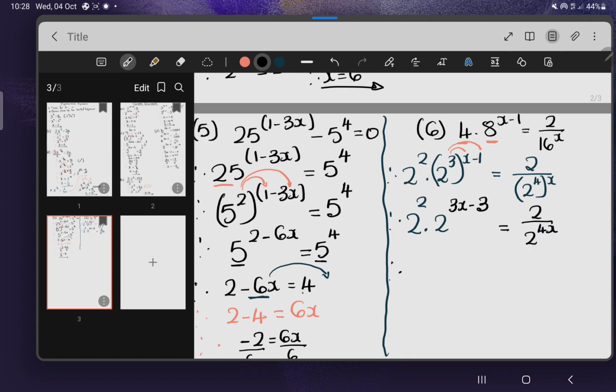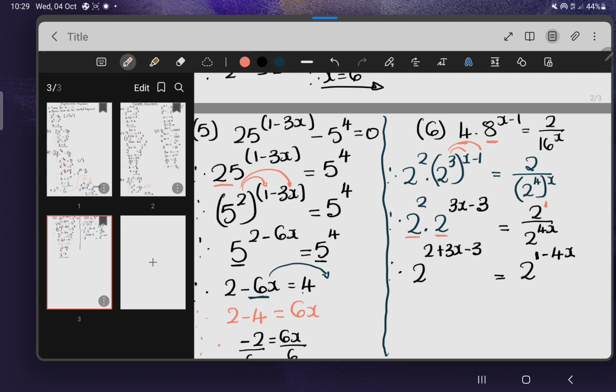Then from here, we're going to use the laws of exponent. The laws of exponent says that when we multiply the same base, we add the exponent. So that will be 2 to the power of 2 plus 3x minus 3. It's equal to here, remember, there's an invisible 1. When we divide the same base, we know what to do. We subtract the exponent. So that will be 2 to the power of 1 minus 4x.